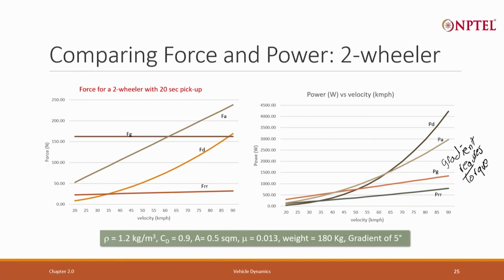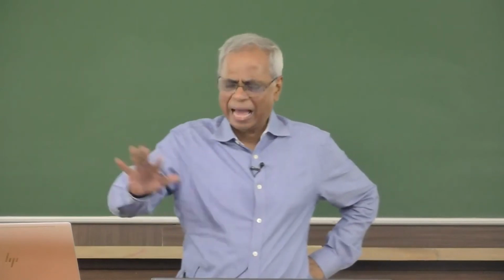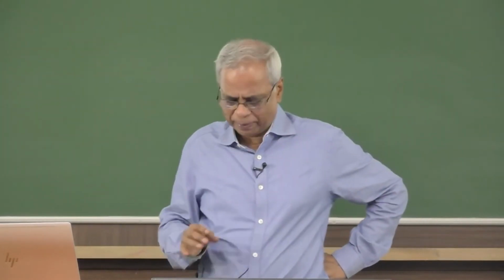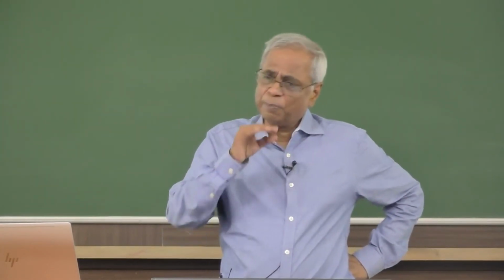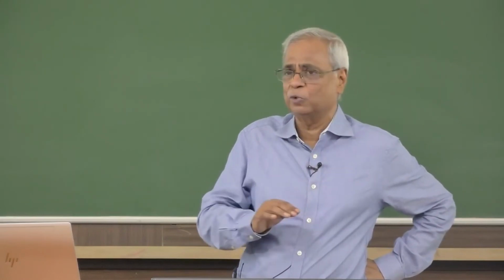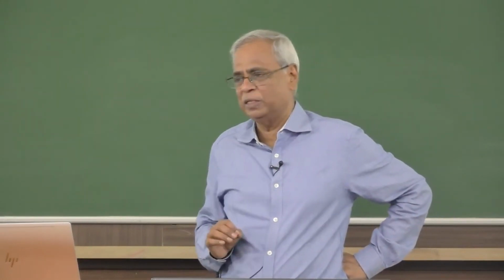And then you have to add acceleration, whatever acceleration that you want, and rolling resistance. Rolling resistance is still just about 700, 800 watts. So if you have a 6 kilowatt motor, it will give you enough to go to 80 kilometer per hour, but you will require about a 9 kilowatt motor at 90 kilometer per hour.